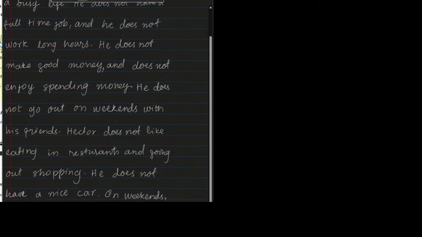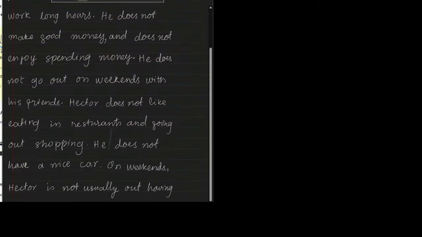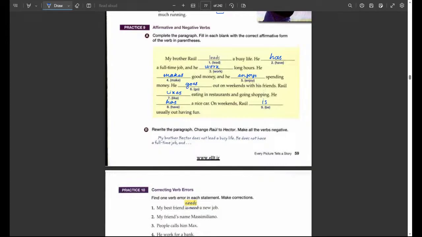So yeah, this is the paragraph that I've written. Check the paragraph again and go back a little bit, check the paragraph, and then let me know if I have made any mistakes down below in the comments. Thank you.